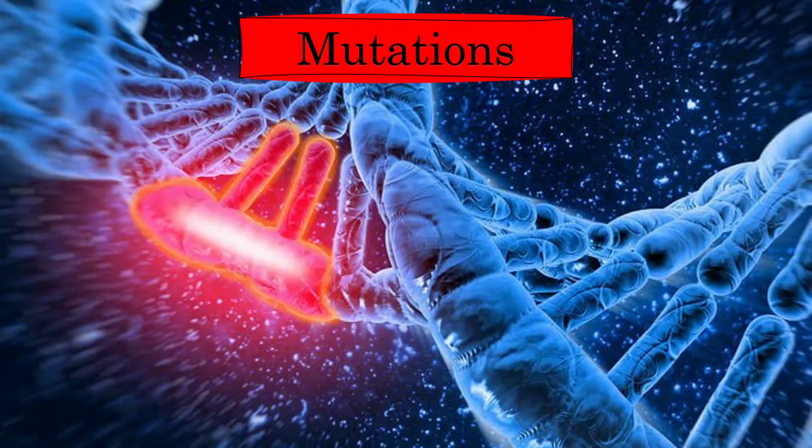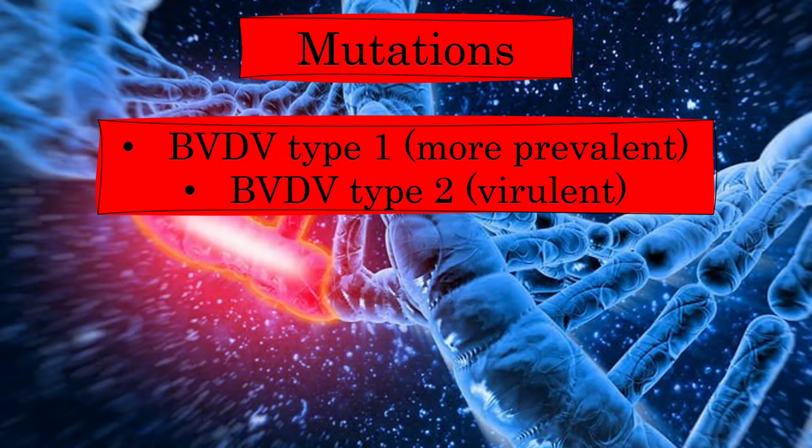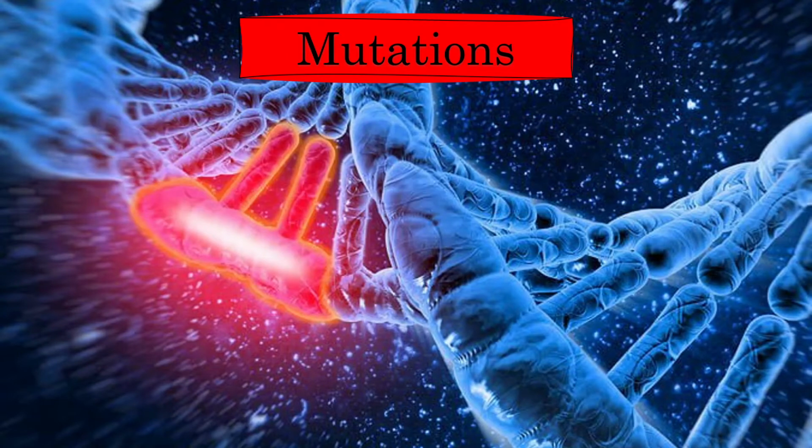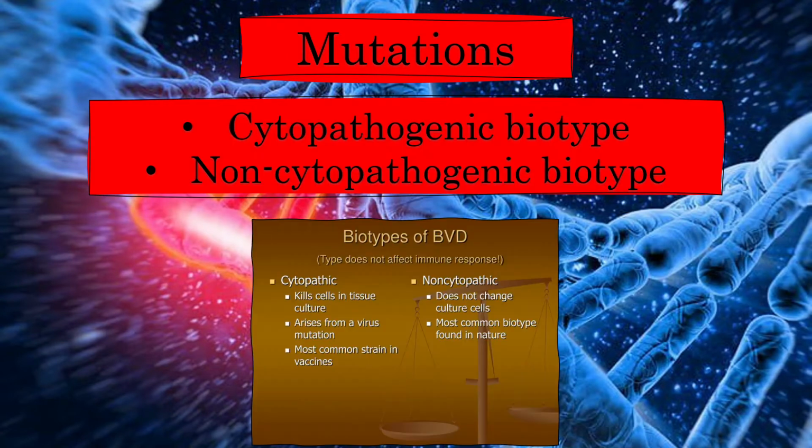Mutations and its types. BVDV has 2 genotypes, BVDV type 1 and BVDV type 2. Type 1 is the more prevalent one and type 2 is more virulent, thus causing severe disease. Then they are further classified into cytopathogenic and non-cytopathogenic. The non-cytopathogenic biotype leads to persistent infection. Thus the animal is presumably healthy but infected for life.